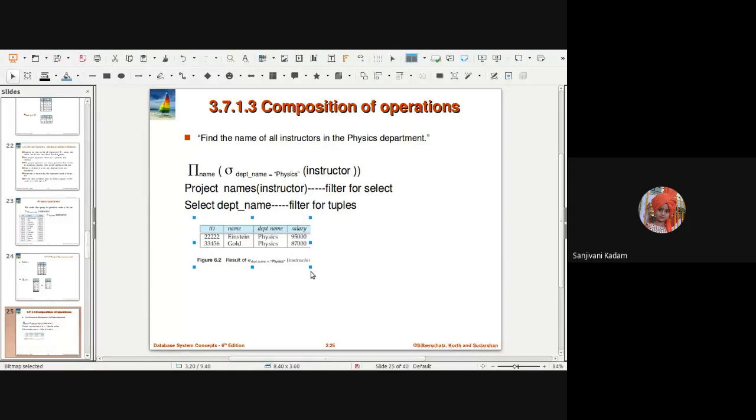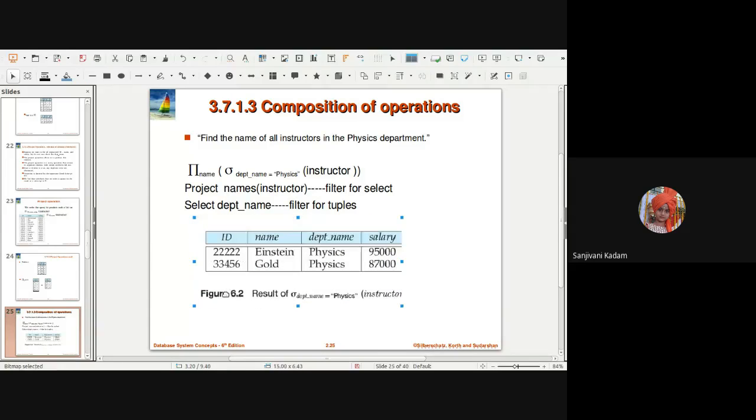So this will be the output of the select clause: Einstein, physics, 95,000 and 33456, gold, physics. From that we wanted to select only the name, so we select only name, and name will have only Einstein and gold. That will be the only output available. Done. This is how we can perform the composition of the operations.